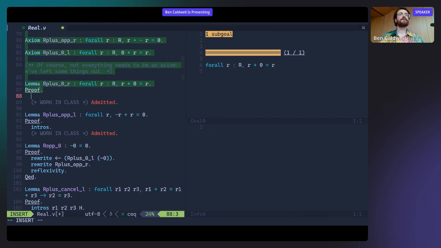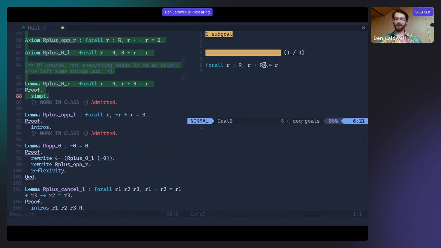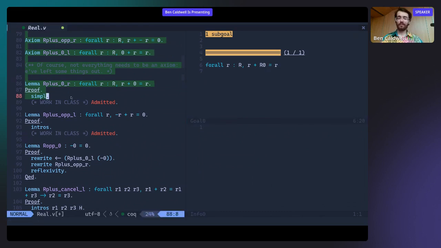So how would we get started with this? What is the first tactic we might want to use? Maybe a simplify. A simplify. So all that's done for us is it's turned this 0 into an R0. So it hasn't changed much there for us. Are there any other ideas? But thank you for speaking up. Anyone else have any other ideas?